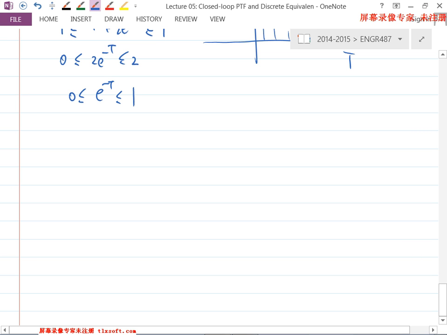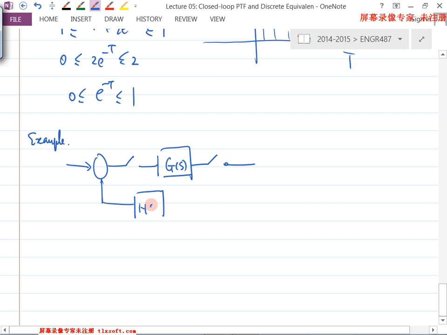Now I'm going to let you in on a little trick in terms of deriving the closed loop pulse transfer function. Here is an example first. Here's a closed loop sampled data system.